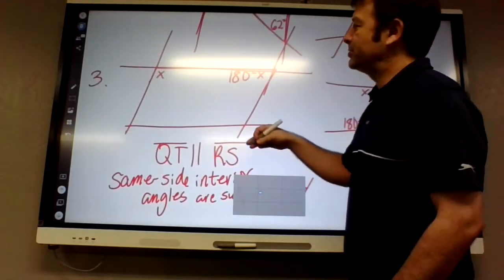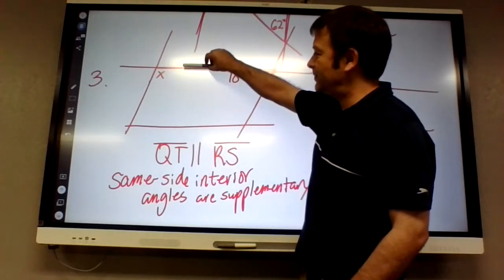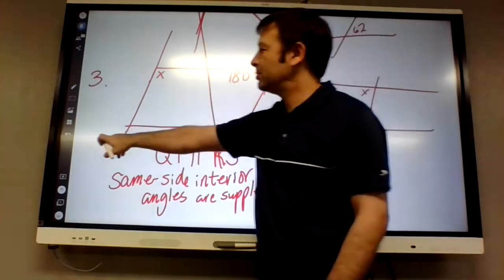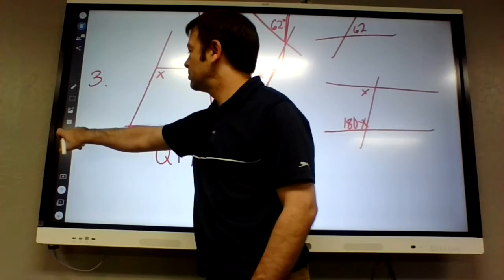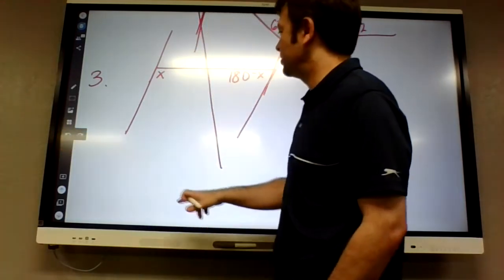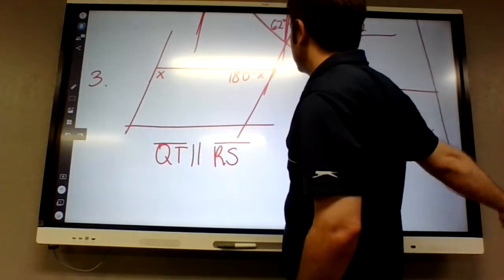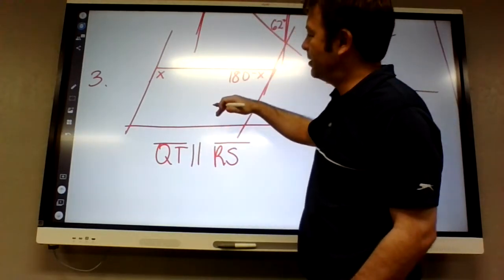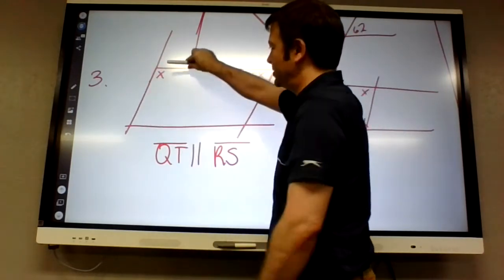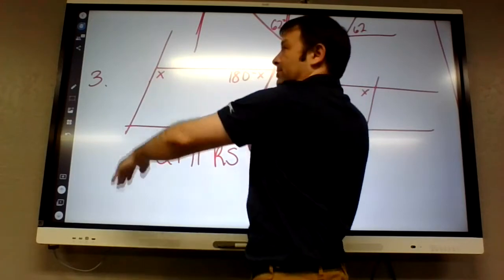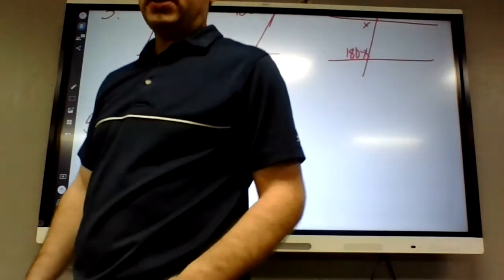Okay, they're still same, let me try again. They're still same side interior because they're on the same side of this transversal. And they are interior to these two lines. They're same side of the transversal. They're inside these two lines, so same side interior. Okay, number 5.